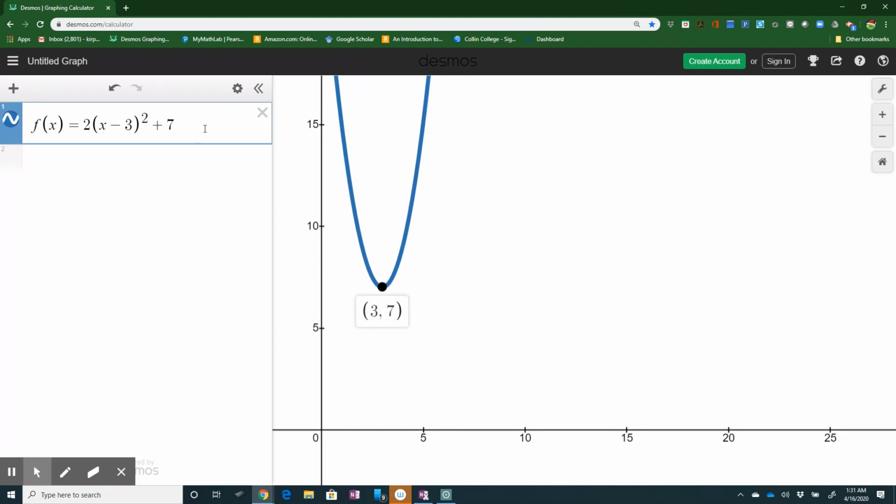So what I got to do is I have to chop off half of it. Well, if I chop off half of it, it means x is greater than or equal to 3. You can either pick the right half or the left half. See?